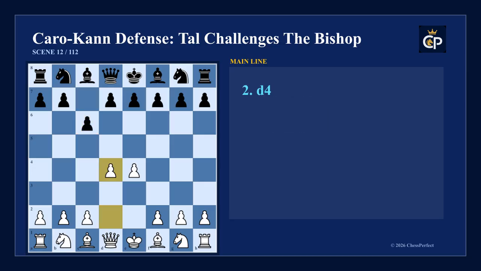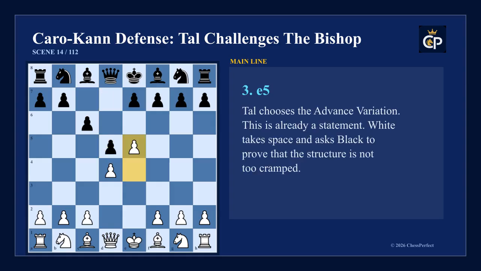d4. d5. Black challenges the center. e5. Tal chooses the advance variation. This is already a statement. White takes space and asks Black to prove that the structure is not too cramped.